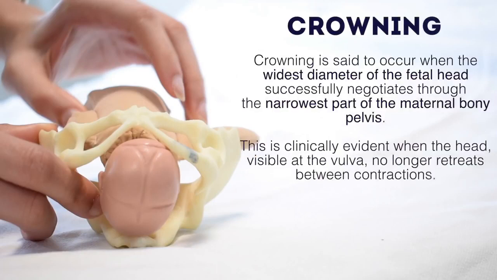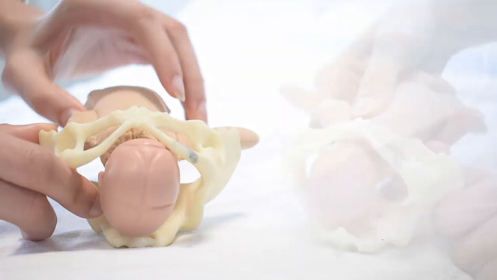This eventually results in crowning. Crowning is clinically noted when the head no longer retreats after contractions and becomes visible at the vulva.